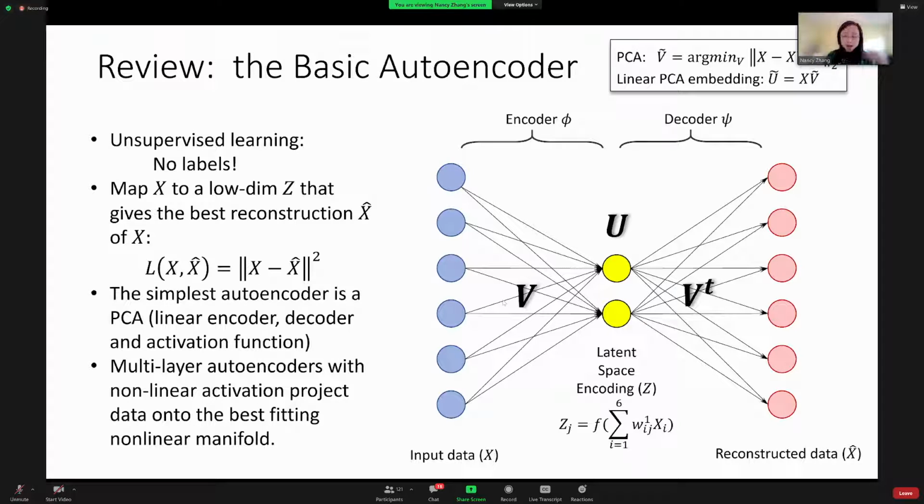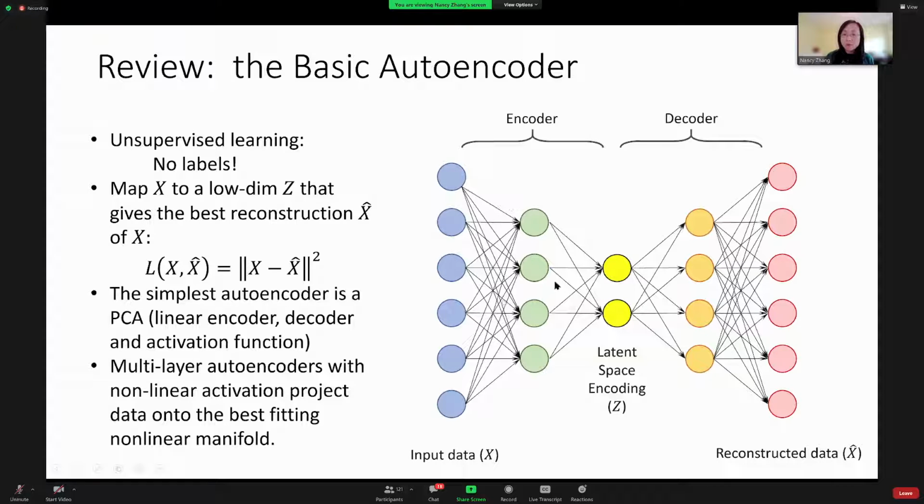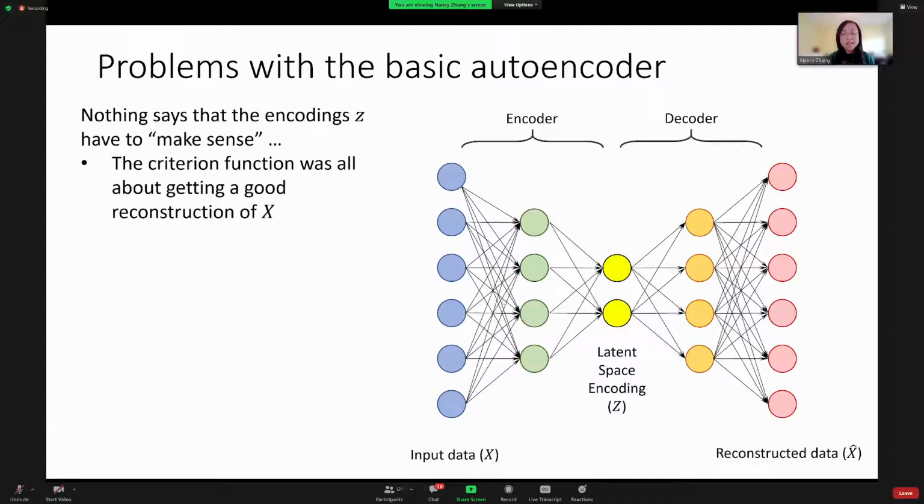But most autoencoders are multi-layer neural networks where your encoder and decoder have more than one layer, and your activation functions will be nonlinear. And in that case, what you're doing is you're projecting your data onto the best fitting nonlinear manifold.